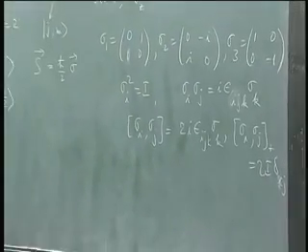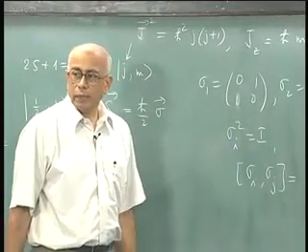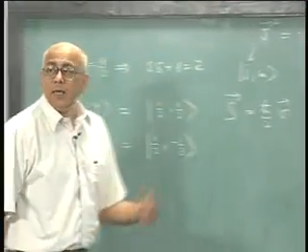What are the eigenvalues of the sigmas? 1 and minus 1. What about sigma 1 and sigma 2? What are their eigenvalues? Also 1 and minus 1. They all have the same eigenvalues, 1 and minus 1. The square of each of them is equal to the identity matrix. They are linearly independent of each other. The 3 sigmas are linearly independent.